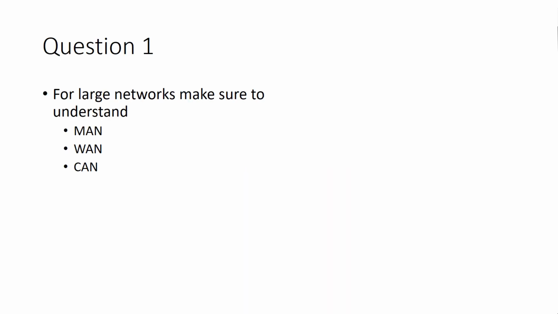Question 1. For large networks, make sure to understand what a MAN is, a WAN, and a CAN. A CAN is going to be like a campus area network. A WAN is going to be a larger geographical area, and a MAN is going to be city-wide. So if we're trying to connect multiple buildings throughout a city, a MAN. If we're trying to connect multiple buildings throughout a state, that's going to be a WAN. If we're talking multiple buildings throughout a campus, that's going to be a CAN.